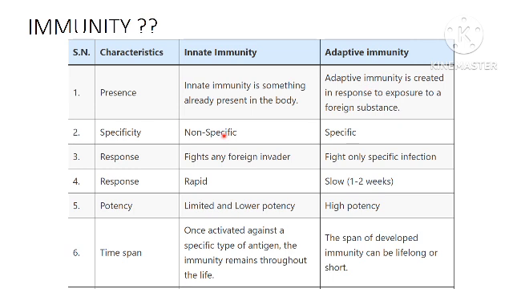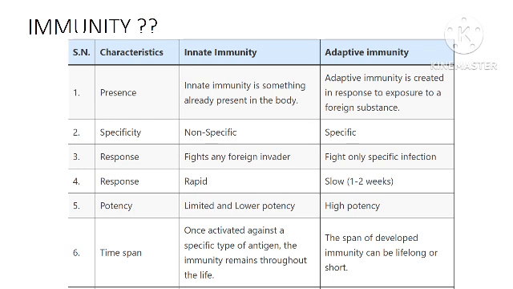Innate immunity is non-specific. It can fight any foreign invader, whereas adaptive immunity is specific. It can only fight against specific infections. Innate immunity is rapid, adaptive immunity is slow. And innate immunity has limited and lower potency, whereas adaptive immunity is highly potent. Once activated, innate immunity remains throughout life, whereas adaptive immunity can be there for lifelong or for shorter duration.